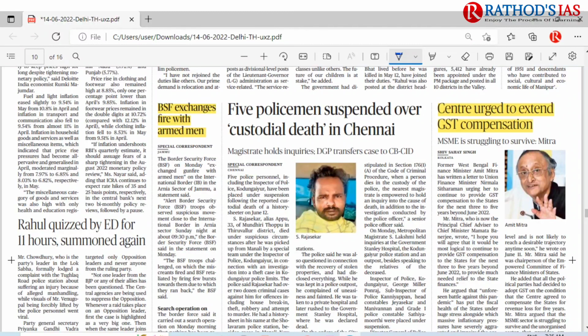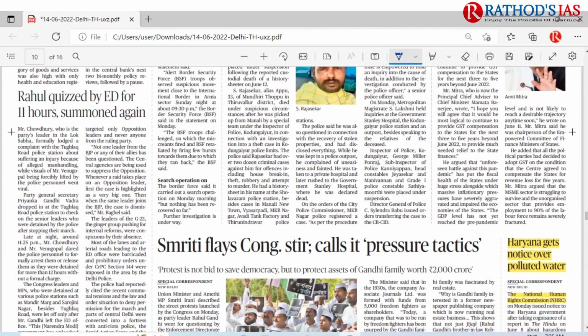And the next one is Centre urged to extend state GST compensation. As you all know, the GST compensation is going to end by June 2022, and now the states are in confusion whether the Centre is going to extend this or not, and many states are urging to extend this GST compensation.